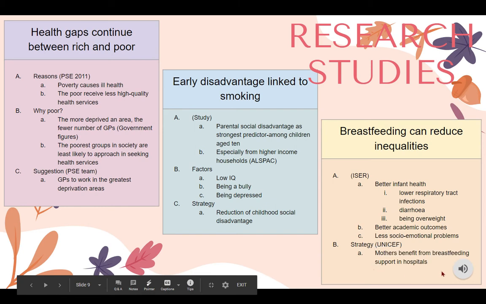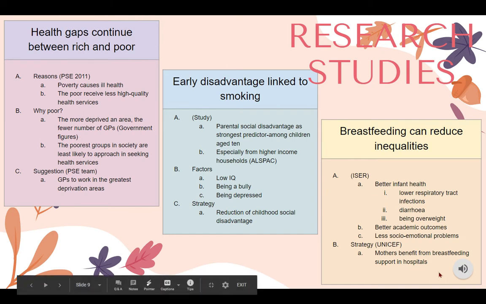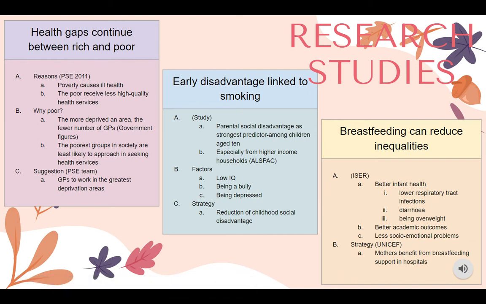Research studies on social mobility and health. First, health gaps continue between rich and poor. PSE team found two main reasons. First, poverty causes ill health. Second, poor receive less quality of health services.